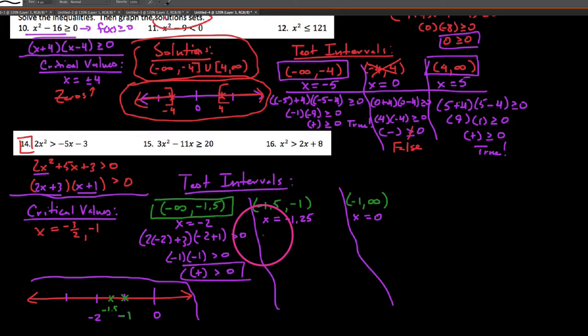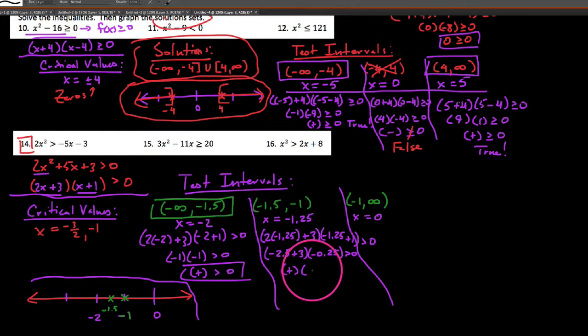Now heading over to our middle interval here, we're going to test negative 1.25. So 2 times negative 1.25, and we're going to say plus 3, and this is negative 1.25 plus 1, and this is greater than 0. So we're going to have to borrow some space from our last interval here. What I find out is I get negative 2.5, I'll actually show my work here, plus 3. And then this is negative 1.25 plus 1, so negative 0.25. This is greater than 0. In other words, what I get is a positive times a negative greater than 0, which would be false because a negative is not greater than 0.